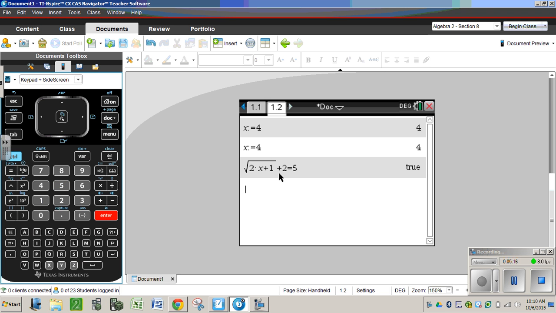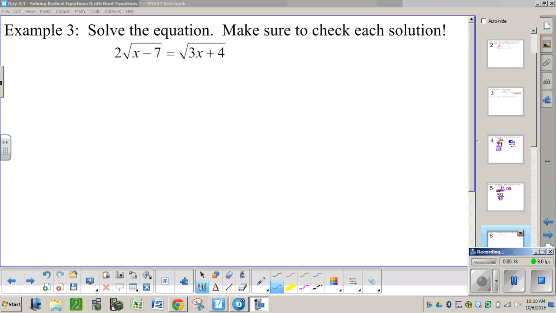All right, let's go back to our notes. In example 3, if you'll notice, we have a square root on both sides of our equation. So in both of them, if I divide by 2, I'm not really isolating either one of my radicals. So what I'm going to do is leave the 2 there. I'm just going to start off by squaring each side.